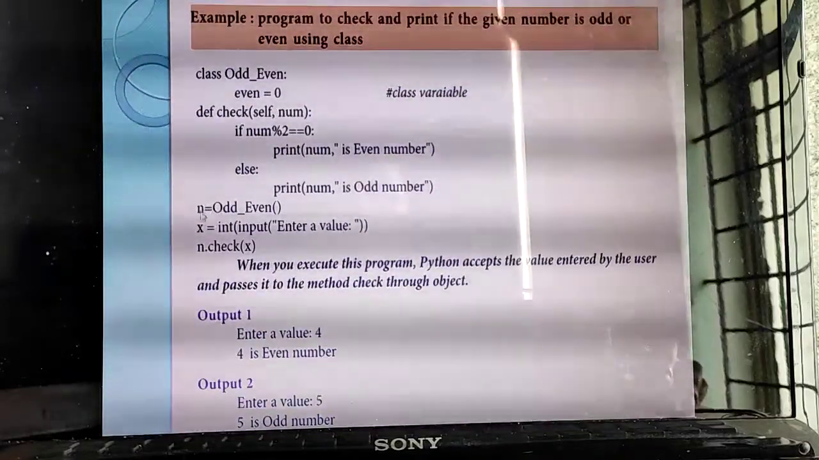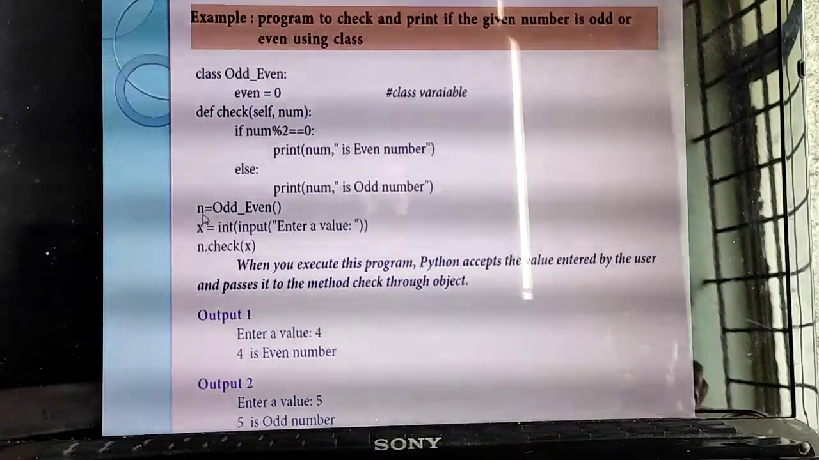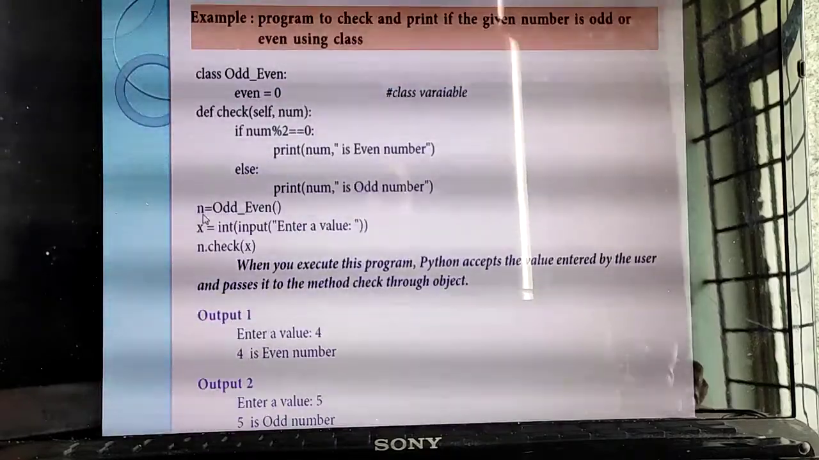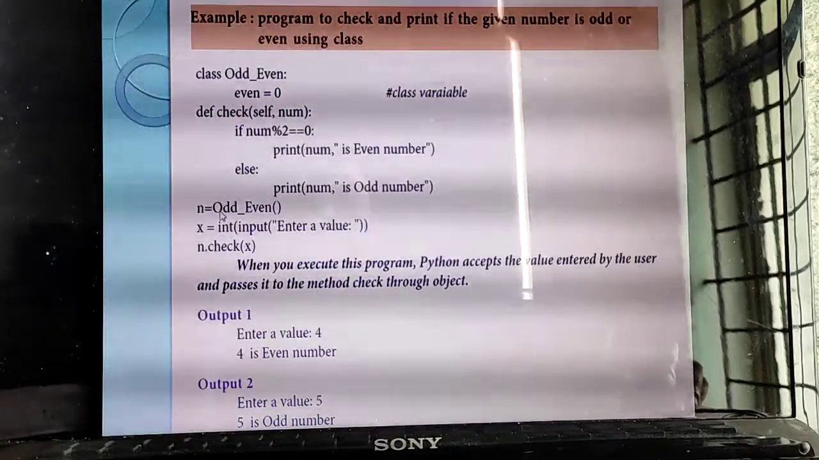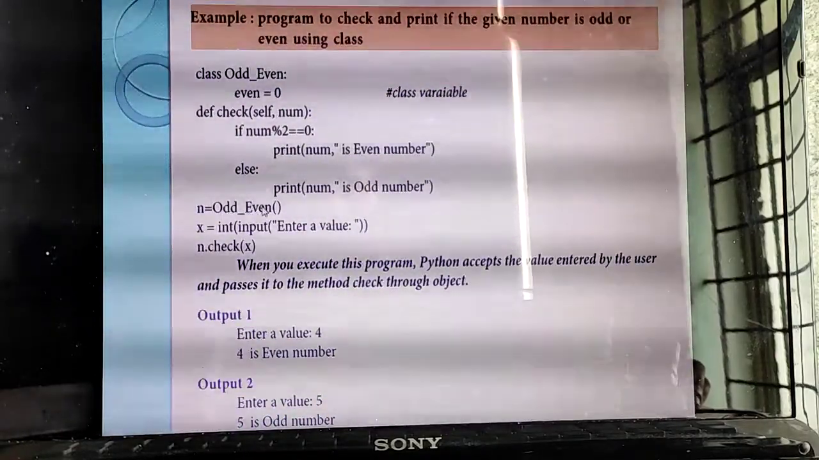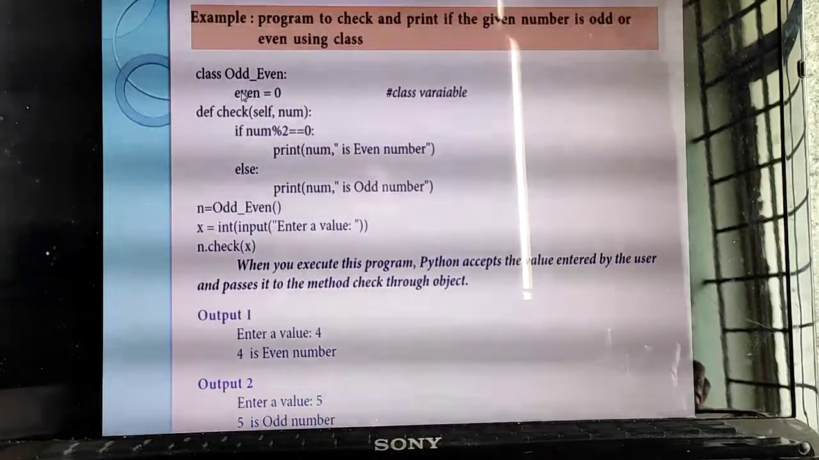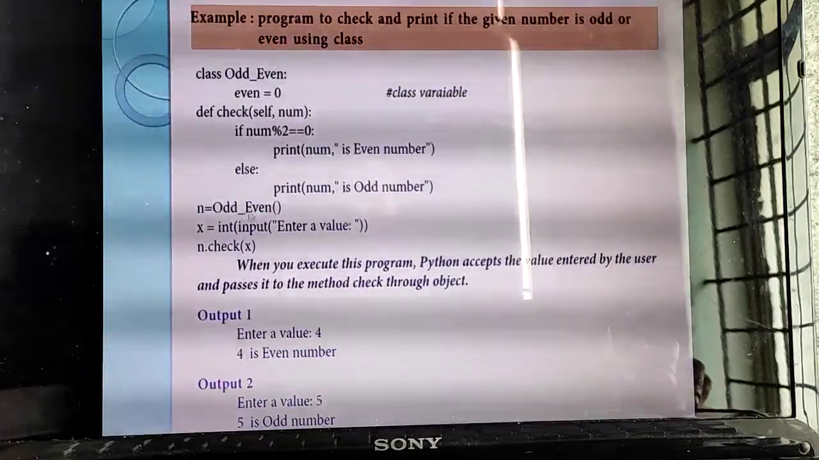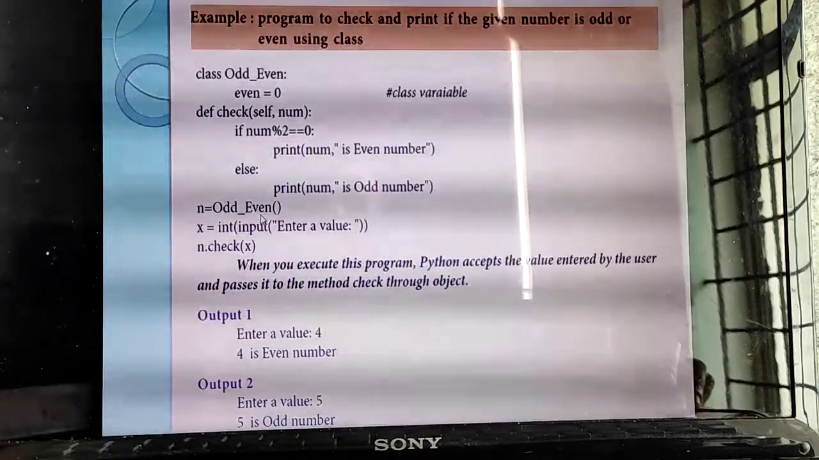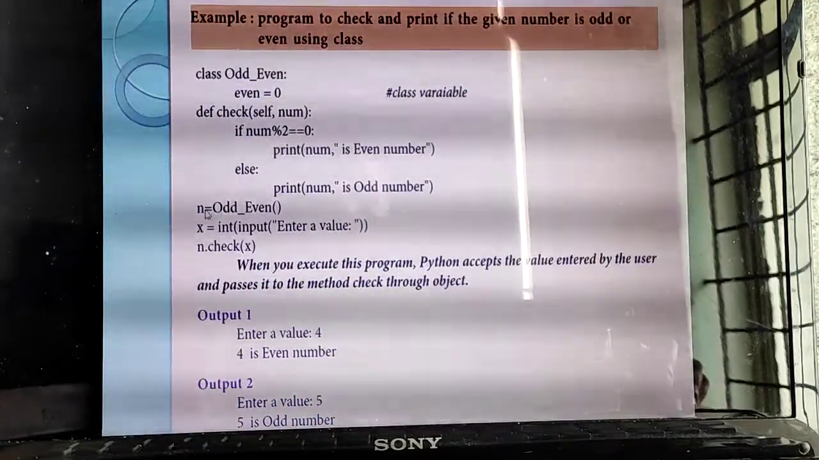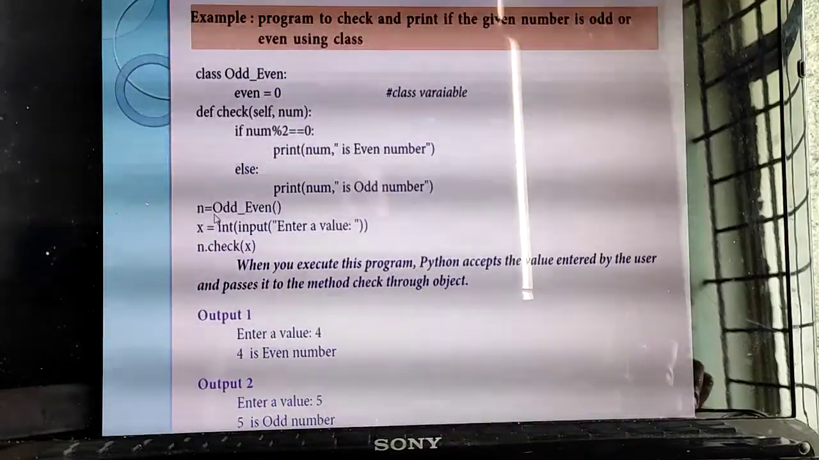So what's the object name here? N. So n equal to odd or even. What's the class name? Odd or even. Okay, n equal to class name, odd or even. Then you have created the object. What's the next step?